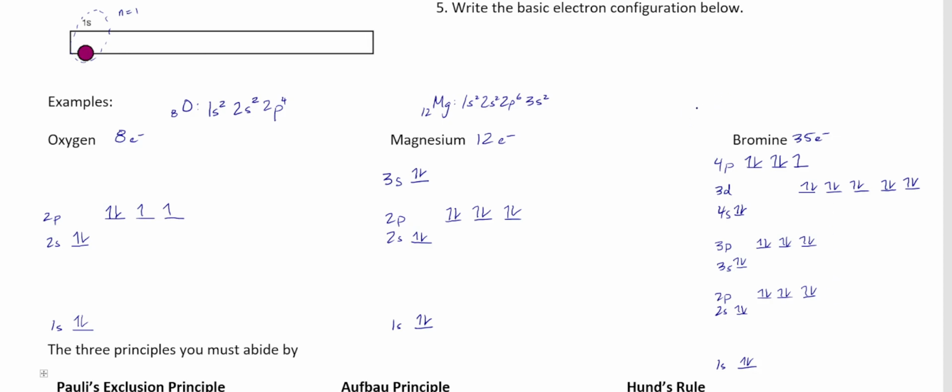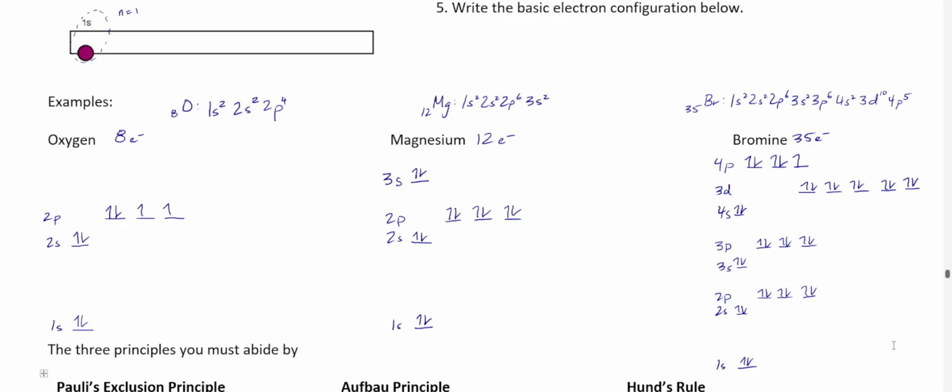And so I finished this off by writing the electron configuration. So bromine with an atomic number of 35, 1s2, 2s2, 2p6, 3s2, 3p6, and then I go to 4s2, then 3d10, and then 4p5. And that's my electron configuration for bromine.